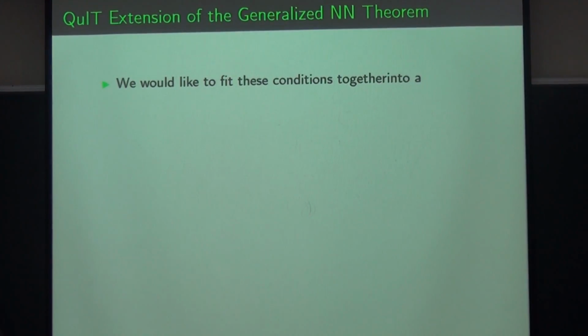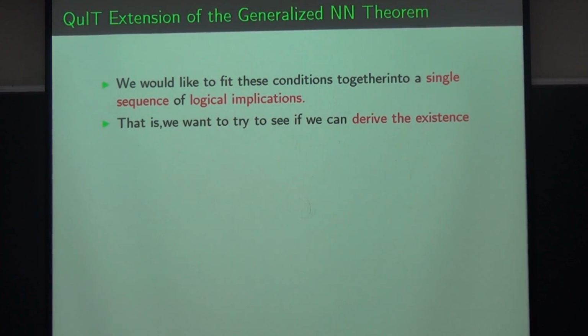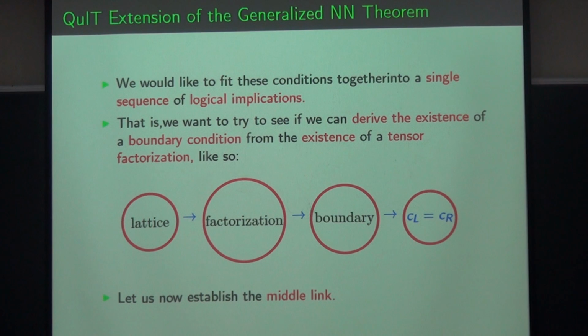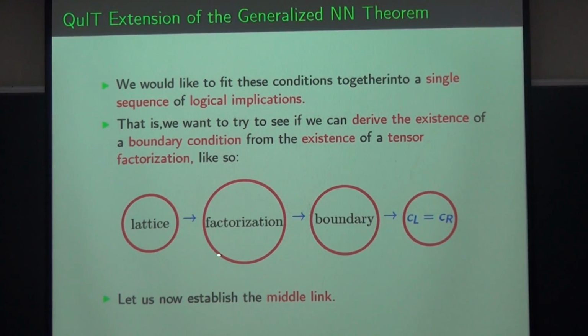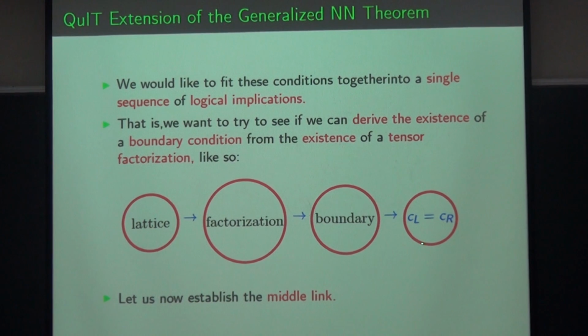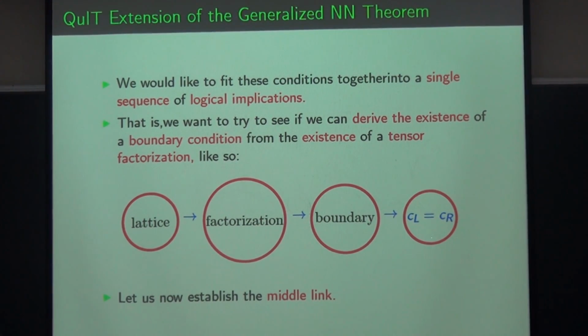We'd like to fit these conditions together into a single sequence of logical implications. So we'd like to try to derive the existence of a boundary condition from the existence of a tensor factorization, so that we can say this. If we can show that the tensor factorization generates a boundary condition of some kind, then we can show this whole sequence, and it turns out to be true. So let's establish the middle link. Let's see how this works.